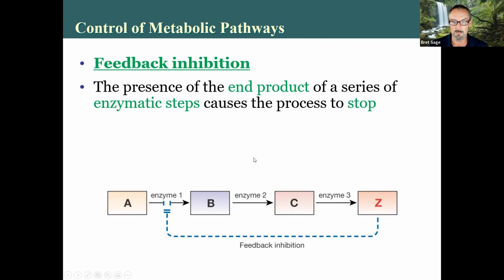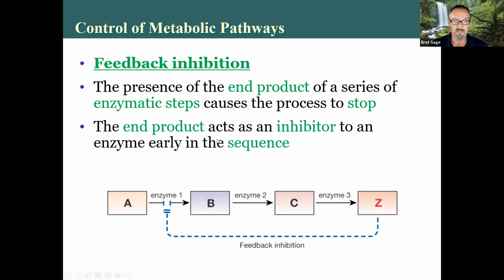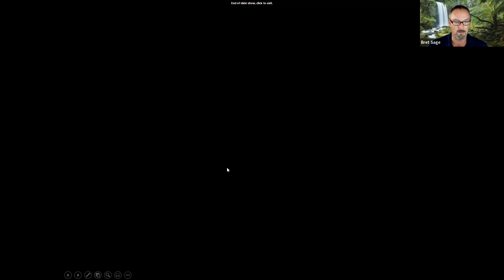So feedback inhibition is the presence of the end product, in this case Z, of a series of enzymatic steps causing the process to stop temporarily. The end product acts as an inhibitor to the enzyme early in the sequence, so it goes back and turns it off temporarily. Okay, so that was that chapter.